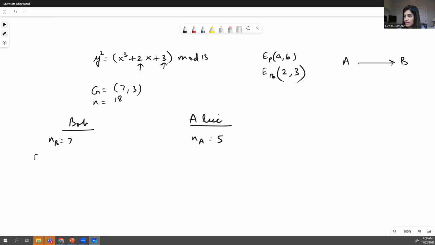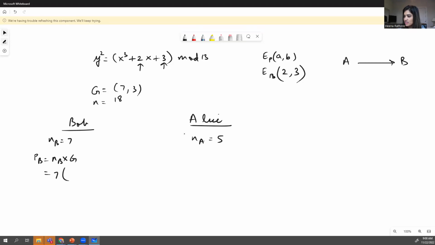If you recall, P of B was NB times G. So NB is 7 times our generator, which is 7 comma 3. This is done under the modulus operation, which is 13. So 7 times 7 is 49, 7 times 3 is 21, mod 13. Okay, 49 modulus 13 and 21 modulus 13, and what you get is 10 comma 8. So P of B becomes 10 comma 8.